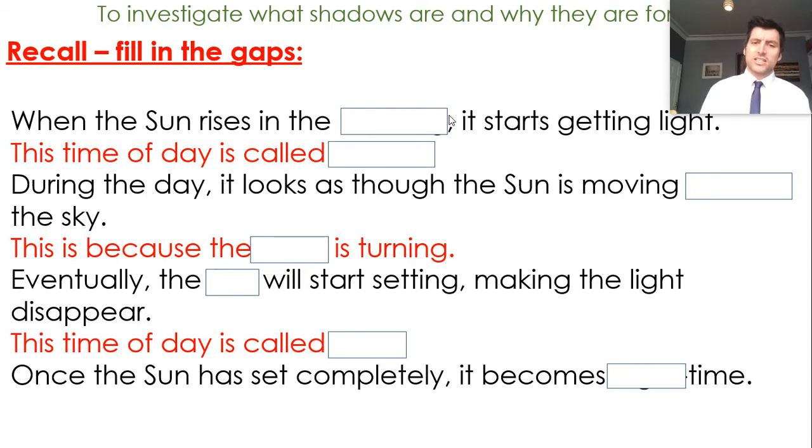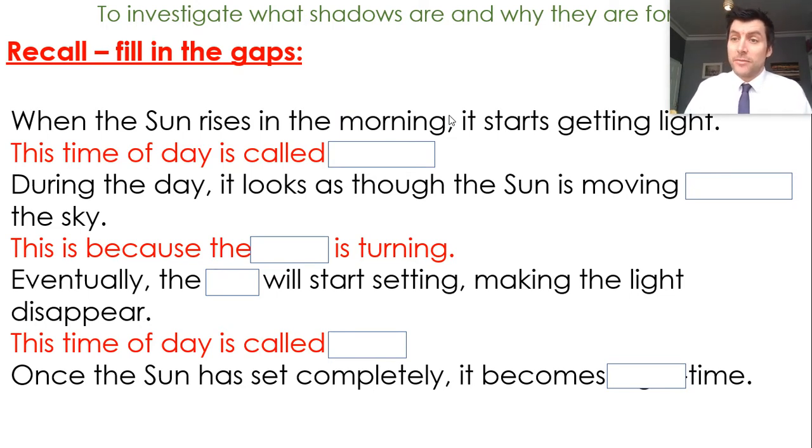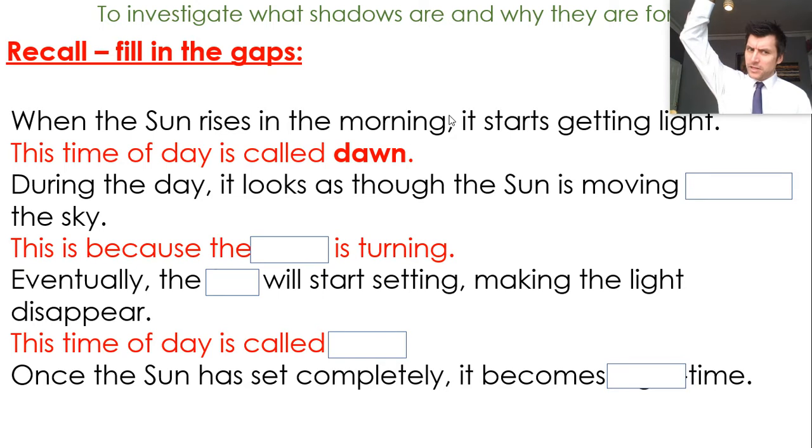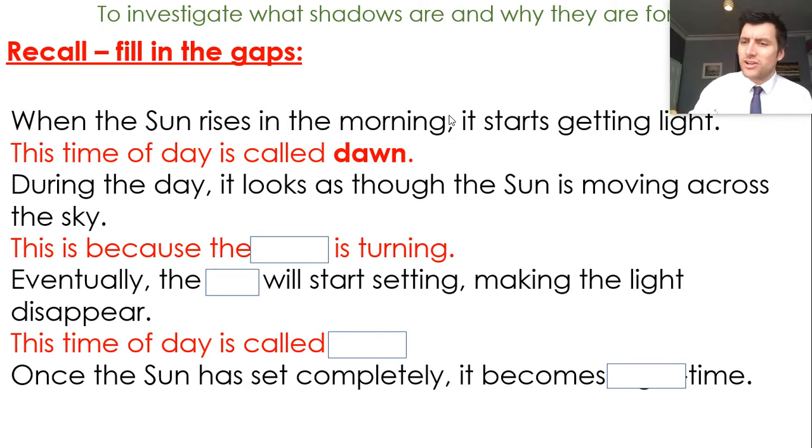Right, guys. So when the sun rises in the morning, it starts getting light. So that's when the sun rises, isn't it? And this time of day, and you might have spotted this one, is called dawn. Well done. During the day, it looks as though the sun is moving up in the sky, or no, it's across the sky. You look at where the sun's positioned within the sky at different times of day, and you would think it was moving across the sky.